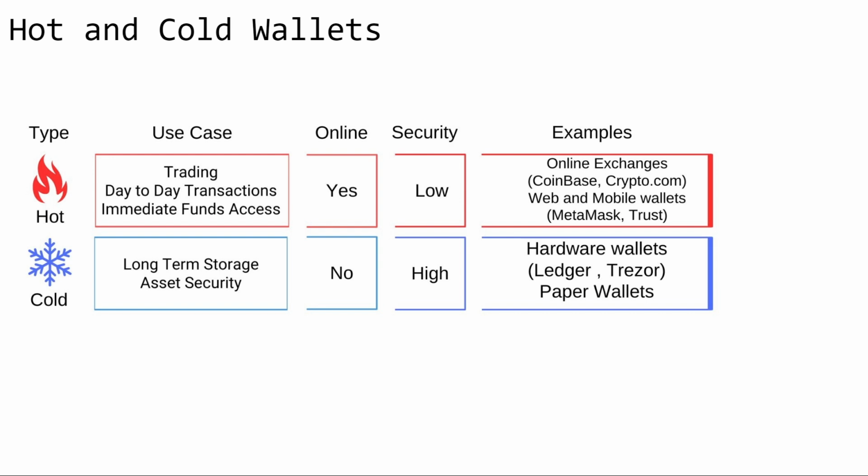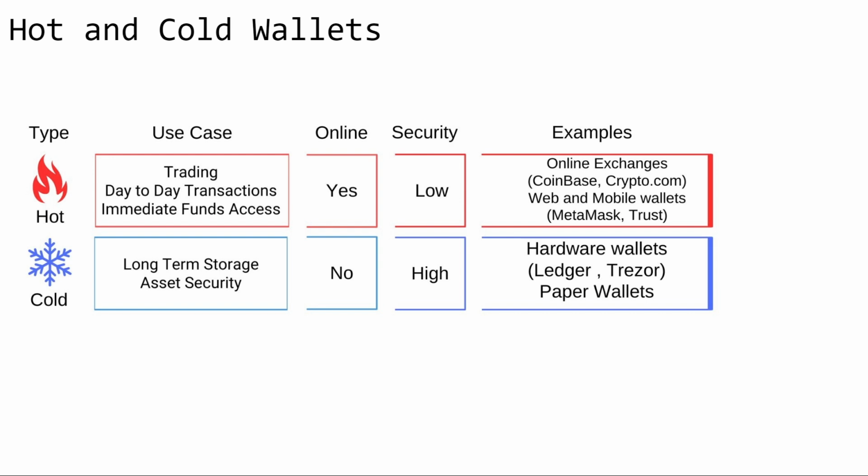So hardware wallets, such as Ledger and Trezor, and paper wallets are common types of cold wallets. And cold wallets are ideal for long-term storage of crypto, as they provide a secure means of holding assets for extended periods.